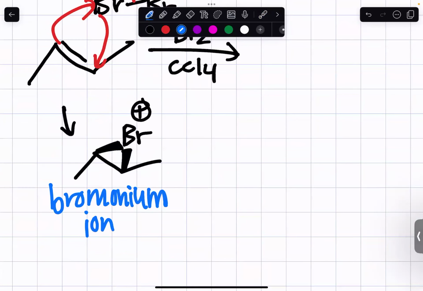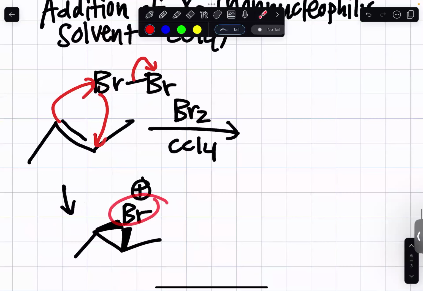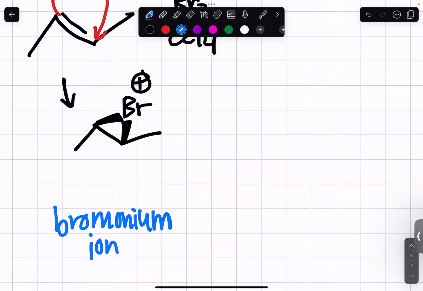where both sides of the alkene attacked the bromine on the same side. It could be both wedges or both dashes. I just drew wedges in this case. From here, the Br minus that got kicked out is going to attack one of the carbons of the bromonium ion and then break open that ring like that.